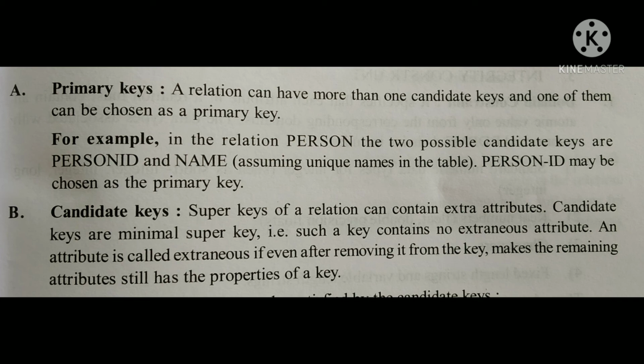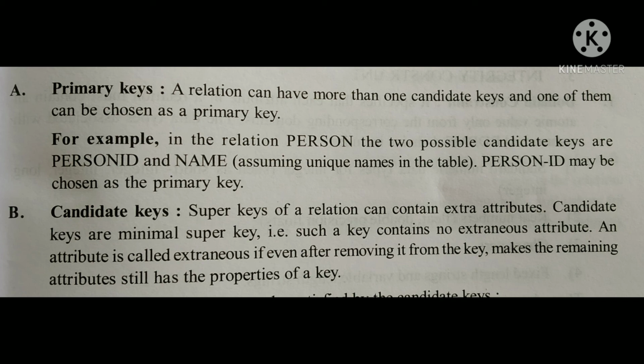A relation can have more than one candidate key, and one of them can be chosen as the primary key. For example, in the relation person, the two possible candidate keys are person ID and name, being unique in the table. Person ID may be chosen as the primary key.